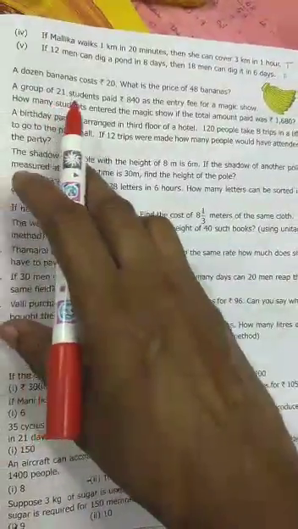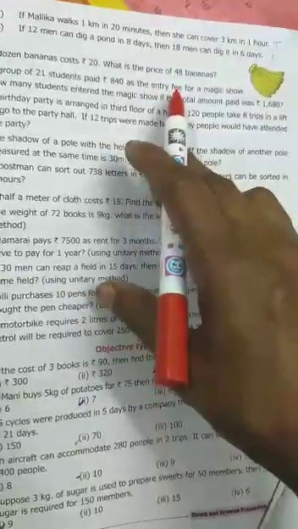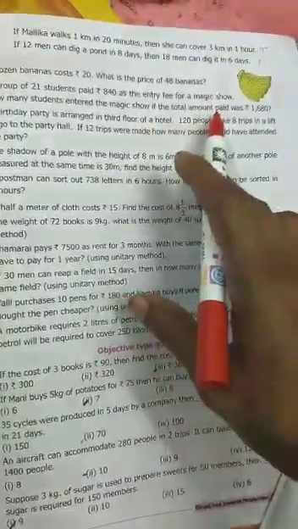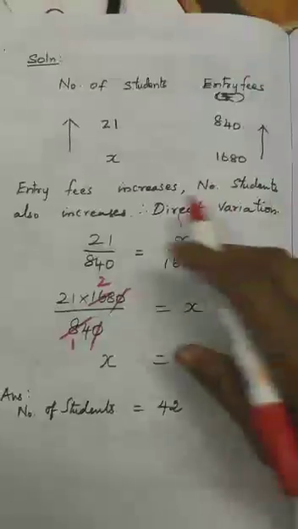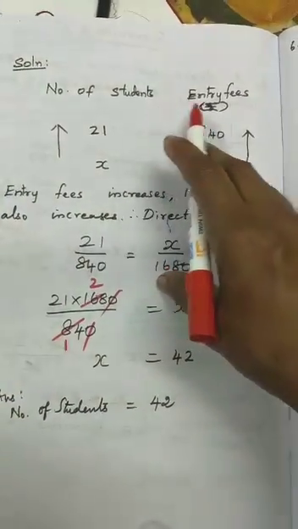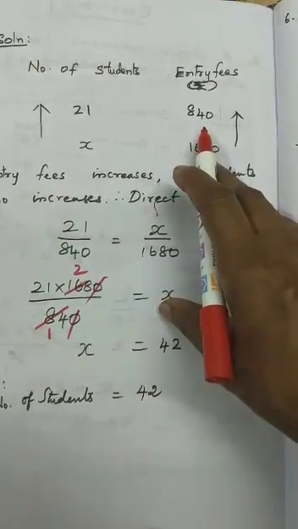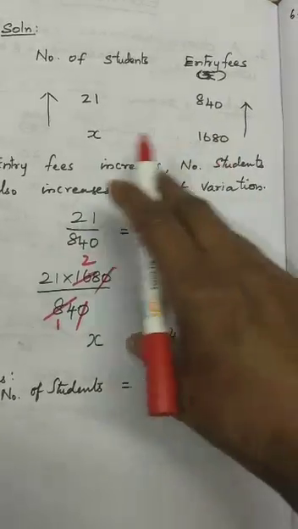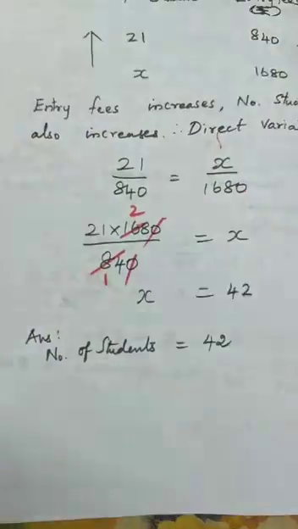Problem. A group of 21 students paid rupees 840 as the entry fees for a magic show. How many students entered the magic show if the total amount paid was rupees 1680? Number of students, entry fees in rupees. Okay. 21 students, 840 rupees. Then they paid 1680 rupees. For how many students? We don't know. So you are taking as X.